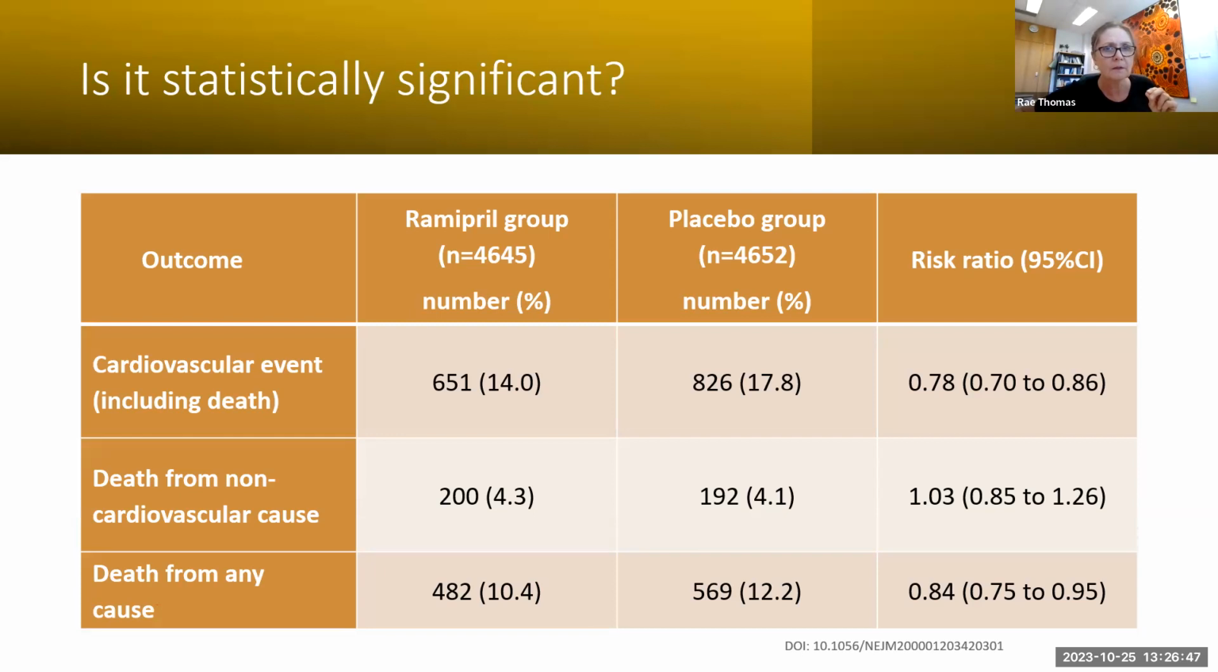You're right. It doesn't include the number 1. Is there a confidence interval there that does include the number 1? If it includes the number 1, it means it is not statistically significant. Can you find a confidence interval that includes the number 1 within that range? The second one. So it is not statistically significant, this drug, between the 2 groups for death from non-cardiovascular causes. But it is statistically significant for cardiovascular event, including death, and death from any cause. So that's how you read confidence intervals.